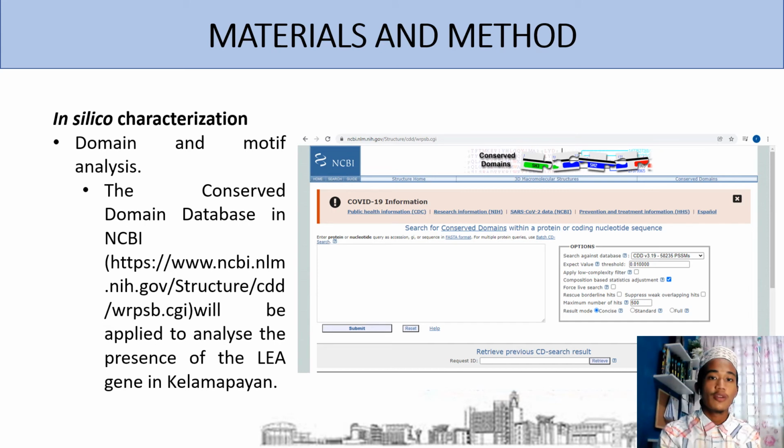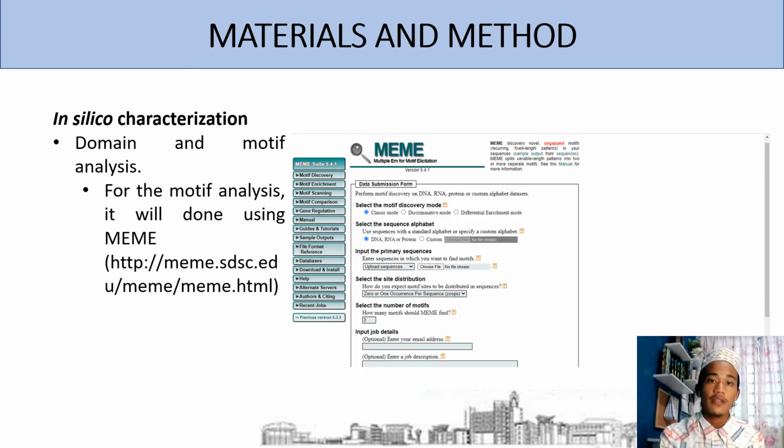For the next, domain and motif analysis. The conserved domain database in NCBI will be applied to analyze the presence of the LEA gene in Kelampaian. It will be used to determine the domain analysis of the gene in Kelampaian. As we can see in the picture, it is the preview of the NCBI conserved domain database. For the motif analysis of the LEA gene in Kelampaian, we will use the MEME for the motif analysis.